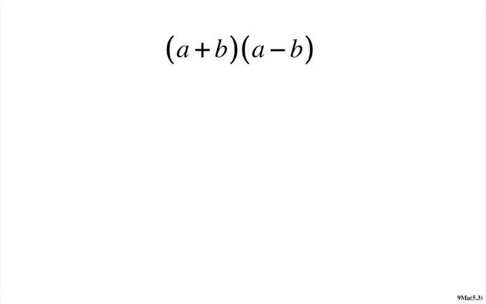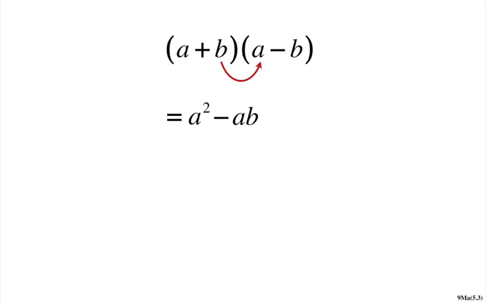Now, what I want to do is consider A plus B, A minus B. Now that's a set of brackets, and let's multiply the brackets out. So here's our technique. It's the FOIL method, or expanding the brackets. First of all, A times A gives A squared. Now we're going to times the A and the B, but there's a minus in front of the B, so A times minus B gives minus AB.